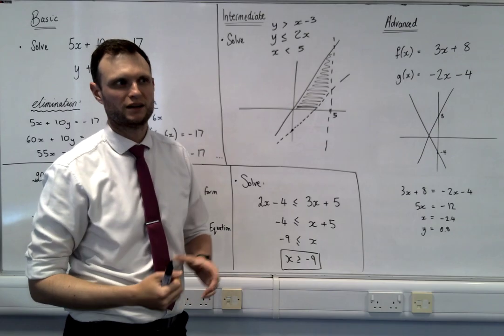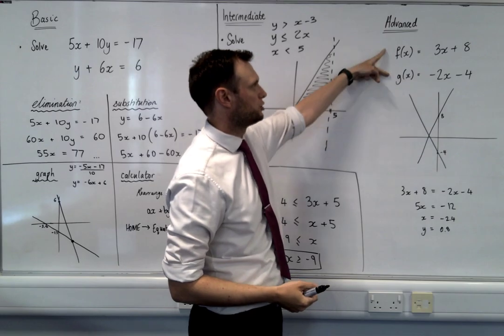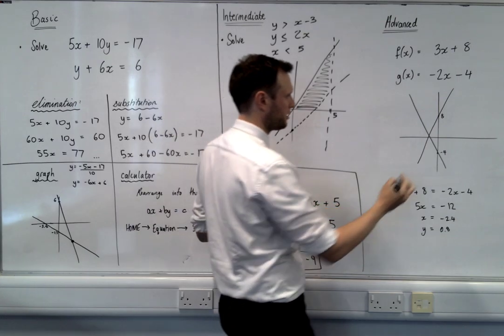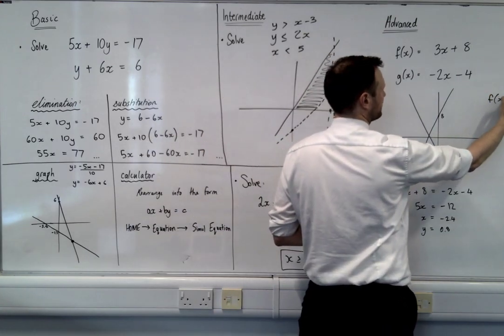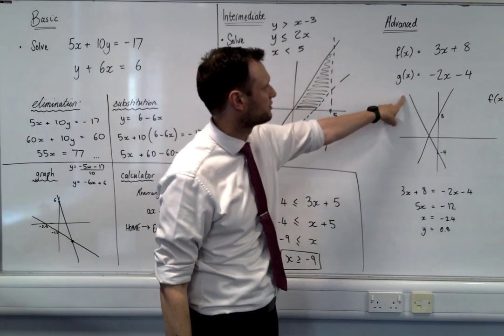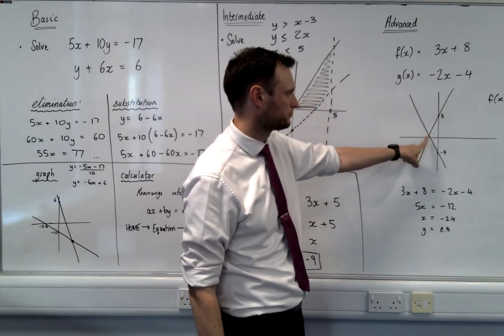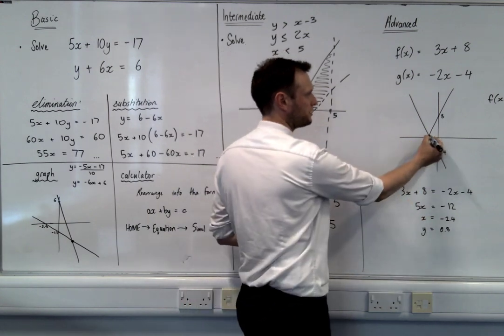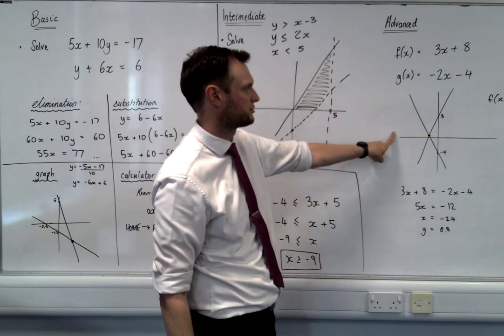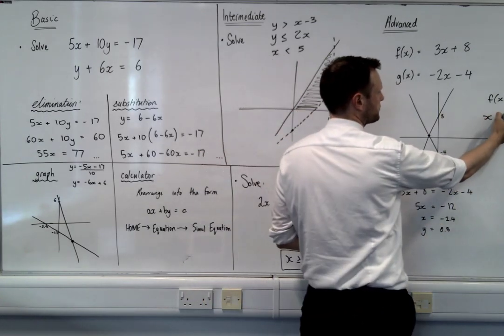Those questions are infrequent, but they could come up. The final one is where you have two functions and you're looking for the x values which satisfy, for example, f of x is less than g of x, in which case you're looking for where f of x is below g of x. For that, you want to find the point of intersection, which I found down here, and then you're just considering x values to the left of that point. So this one would be x is less than -2.4.